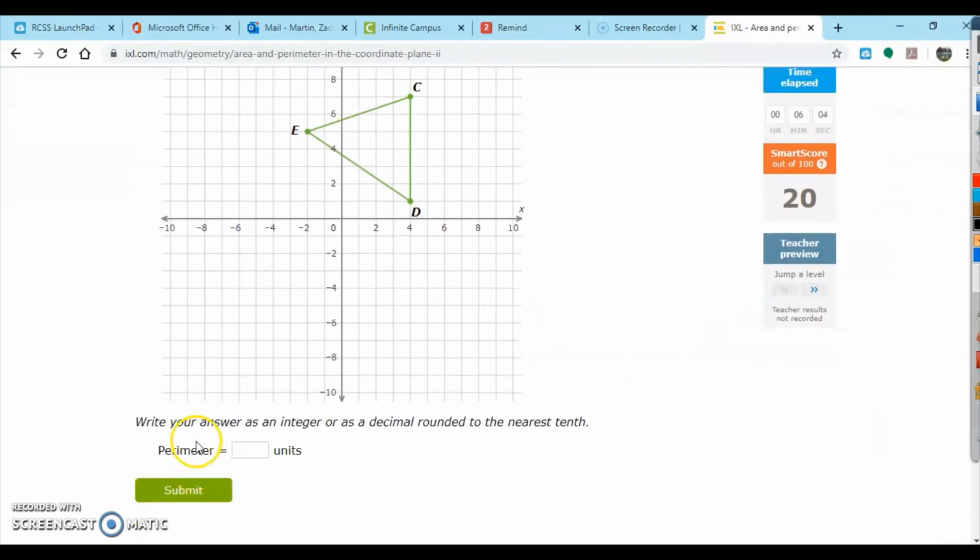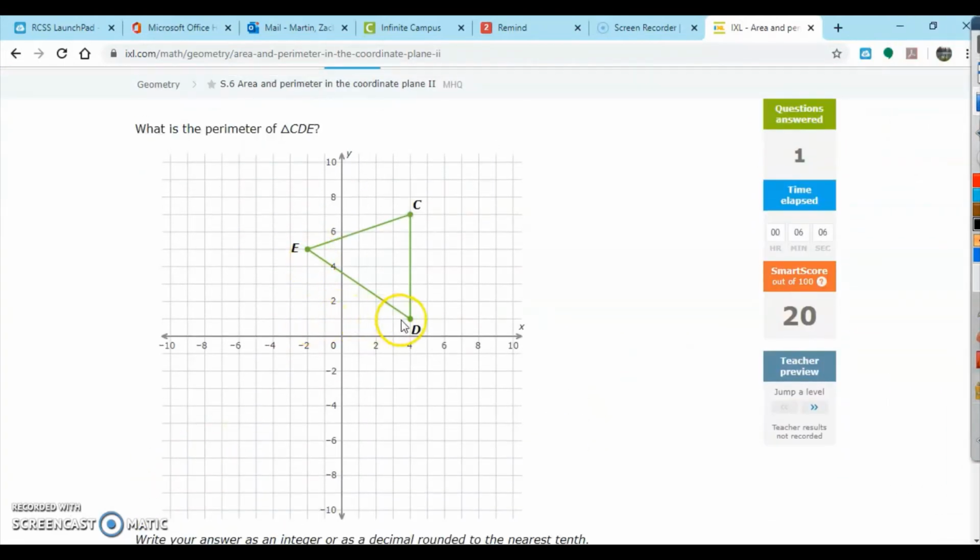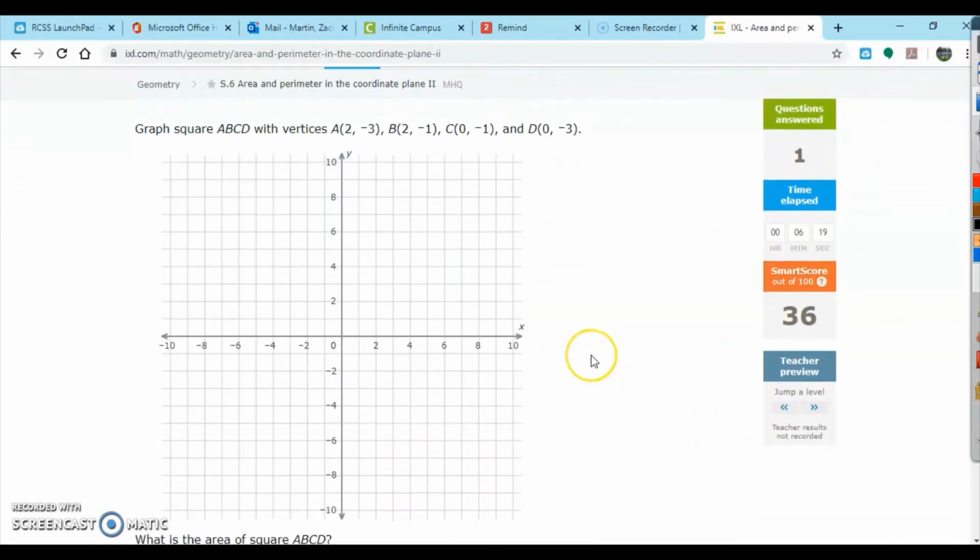Same idea here, perimeter. I would create some right triangles. Honestly, I think that's going to be the easiest way to go about this. You can use the distance formula if you like it, but when I have a coordinate plane in front of me, I like creating right triangles using the Pythagorean theorem. Let's jump a level. Let's see what else we've got going on here.